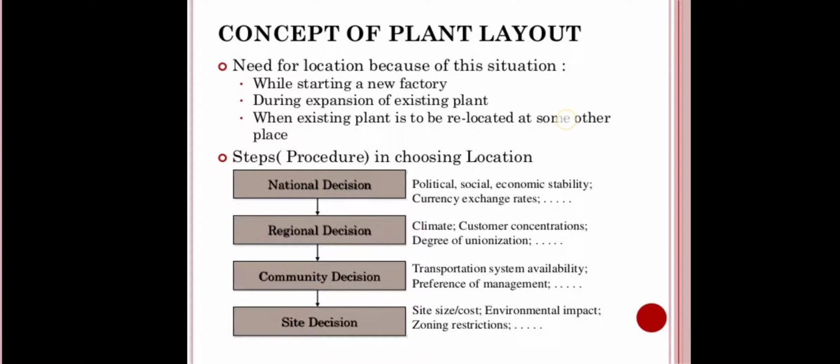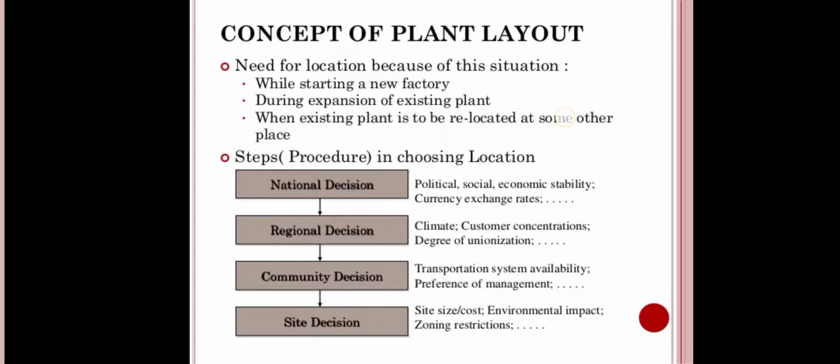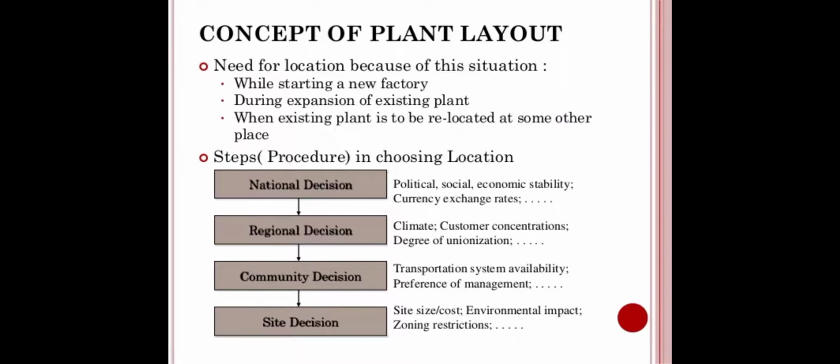Now, community decision, like transportation system facility, preference of management. So for the community in which the site is located, how good the transportation system availability is, the roads, the fuel availability, the electricity, the truck systems and all.